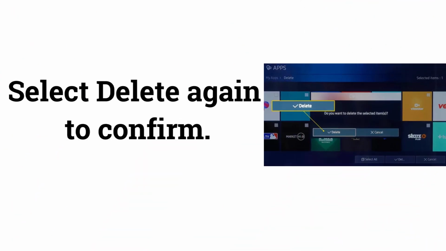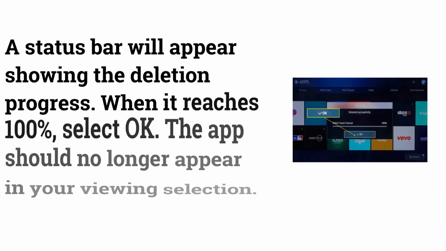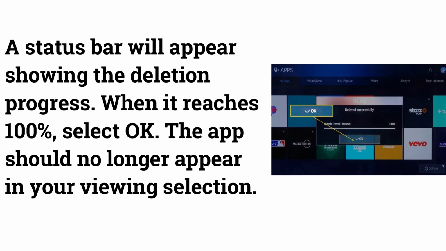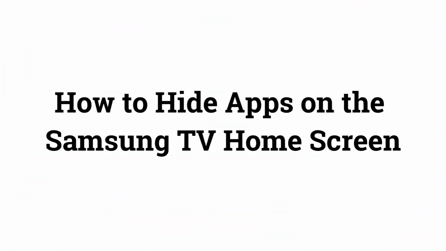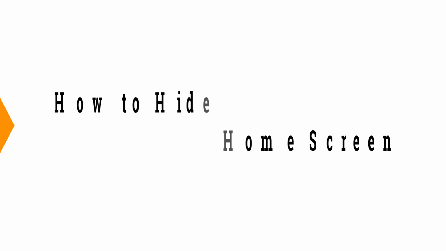Select Delete again to confirm. A status bar will appear showing the deletion progress. When it reaches 100%, select OK. The app should no longer appear in your viewing selection. How to hide apps on the Samsung TV home screen.